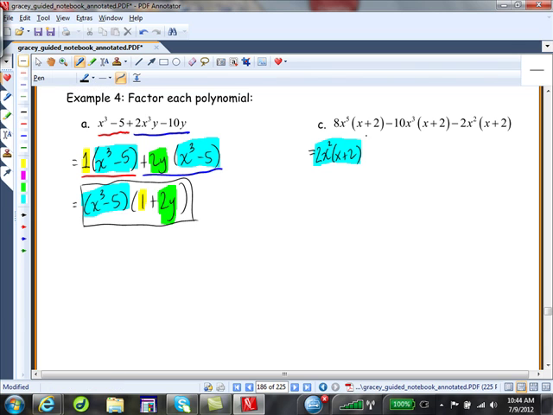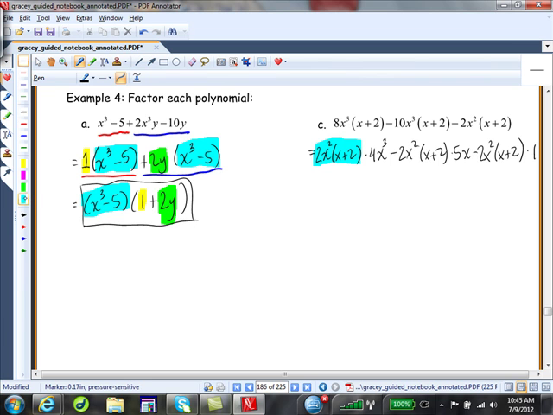I need a 4 to get 2 times 4 is 8, and then I need an x cubed. Good so far? So then, minus 2x squared times x plus 2. And then to match the 10x cubed, I need a 5 and an x. And then minus 2x squared times x plus 2. Now to match that, I just need to multiply it by 1.